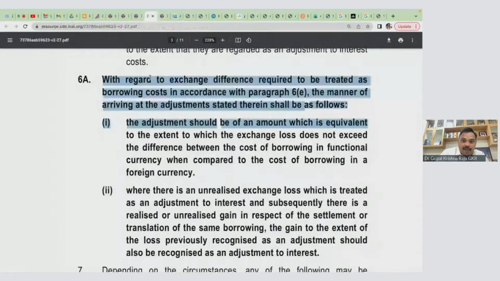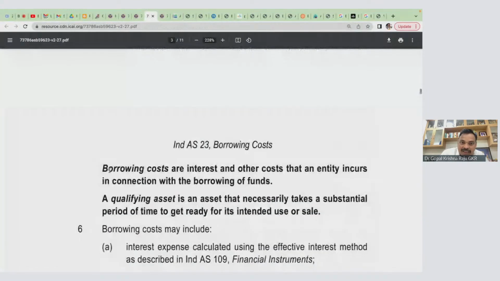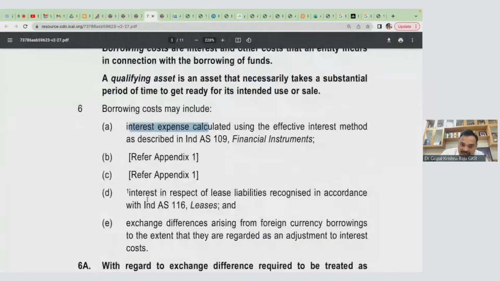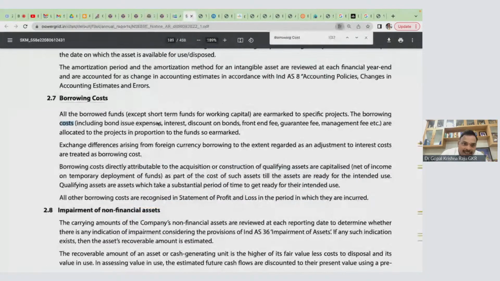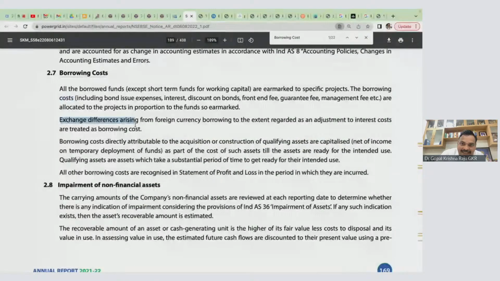They say borrowing cost or interest and other costs. Now, what is other cost? Interest in respect of lease liability, exchange difference also is a borrowing cost. That is why I gave the example of you borrow from outside India. Now come to this question. Exchange difference to the extent regarded as an adjustment to interest cost will be treated as borrowing cost. Otherwise, charge it to revenue. Borrowings directly attributable to qualifying assets are capitalized as part of the cost. Qualifying as well as substantial period. Again, substantial period is not defined.